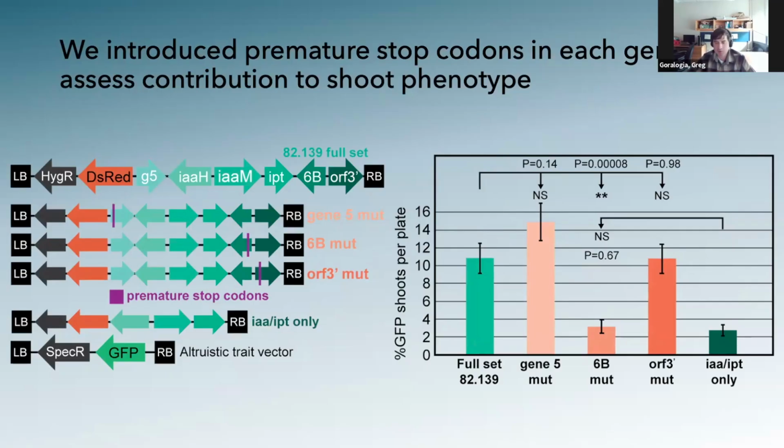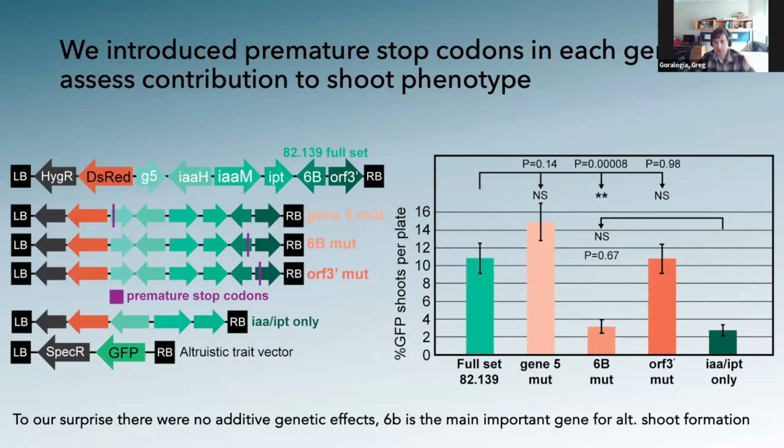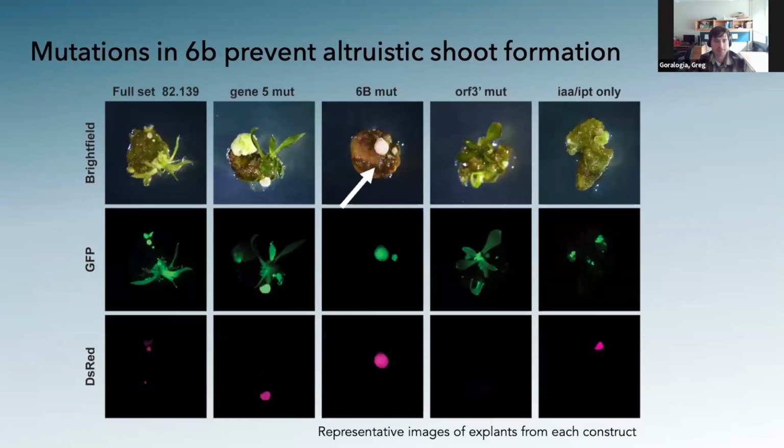And we expected that there might be some additive genetic effects where multiple genes are at play, but really just the 6B gene that's to the right of the IPT gene totally removed the ability to form these altruistic shoot production. So the 6B gene is the most critical one. This is what those look like. You can see in the 6B mutated ones that the callus actually looks remarkably different. And the rest of the various constructs were still capable of forming these GFP-only shoots, which is pretty cool.